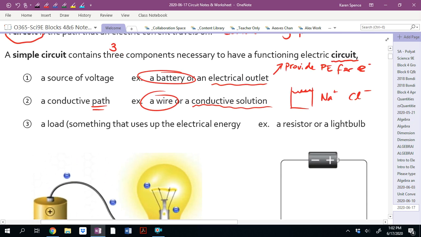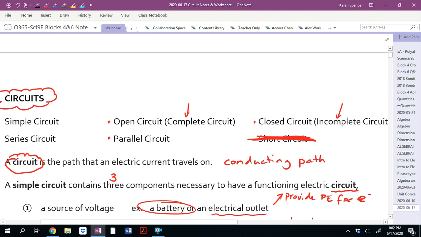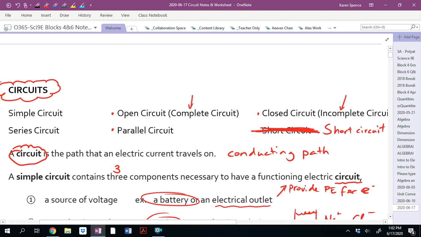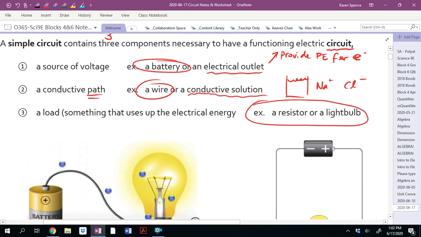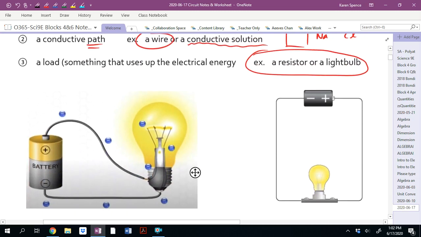And finally, you need a load, which is something that uses up the electrical energy. So this is going to be a resistor or a light bulb. If you don't have a resistor or a light bulb, if you just attach one end of a battery to another, oh look, I am going to talk about it, you will have a short circuit. And the problem with the short circuit is that there is nothing slowing the electrons down. So they're going to move super fast and they're going to cause everything to heat up, and you'll maybe cause a fire, or you'll certainly injure yourself. Your battery will be dead. Life will just suck. Okay?